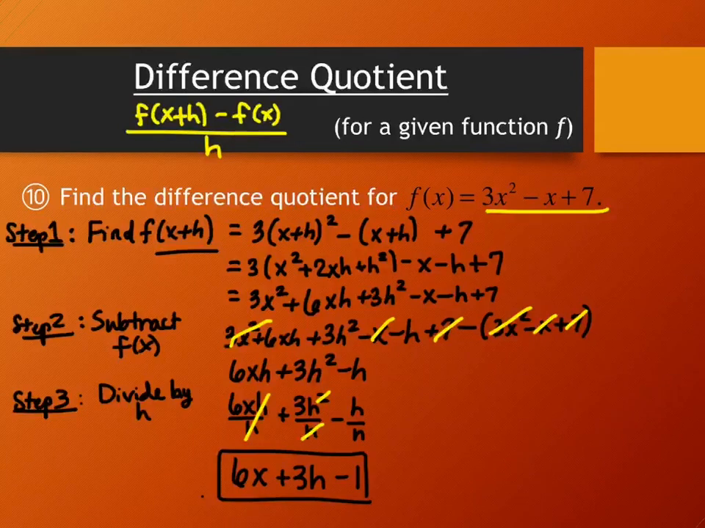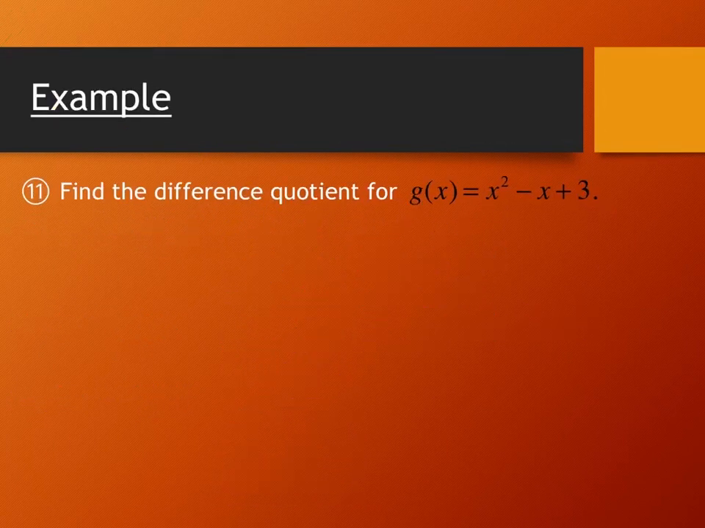All right, we'll do one more example like this, all those same 3 steps, and I'll just label them 1, 2, 3 so that you know which step we're on. Our example is that g of x is equal to x squared minus x plus 3. So our step 1 is to find g of x plus h. So we'll replace the x with the x plus h in our equation. So this is x plus h quantity squared minus x plus h, and then plus 3.